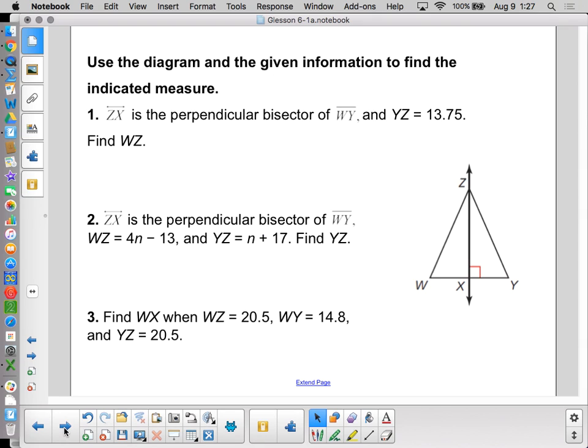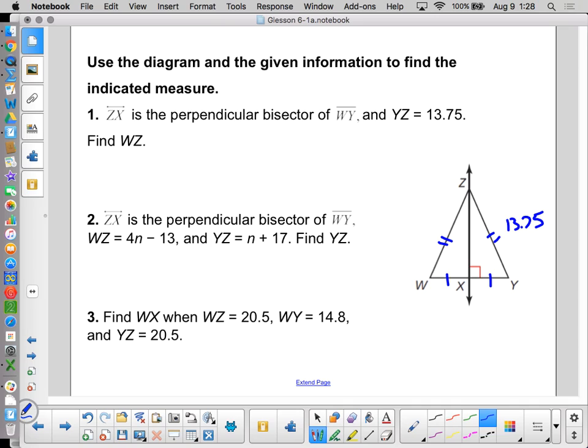Use a diagram and the given information to find the indicated measure. ZX is a perpendicular bisector of WY. So we're given it's a perpendicular bisector, which means I know that these two are congruent, and that means that these two have to be congruent. That's what it means to be a perpendicular bisector. YZ is 13.75. Find WZ. Obviously, it must also be 13.75.